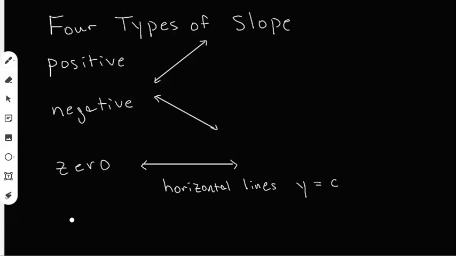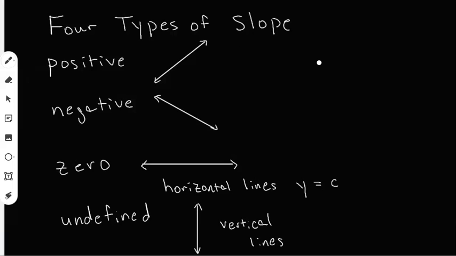So then there's one more type of slope, undefined. So this is where you actually have a vertical line. So you're going to have this vertical line going straight up and down. So I'm going to write vertical lines.